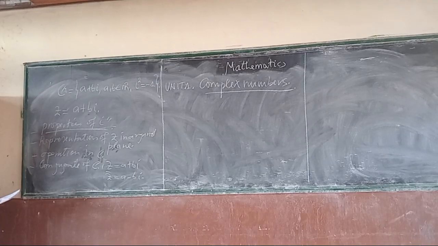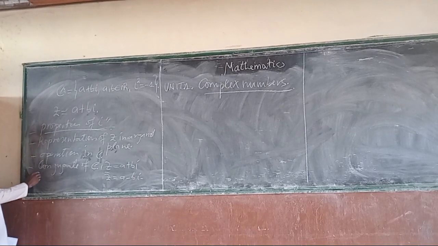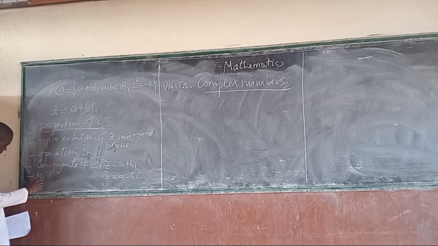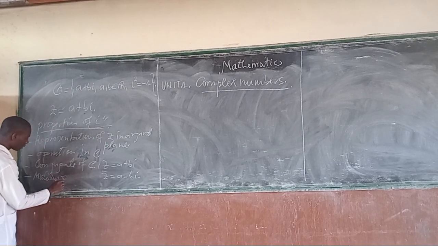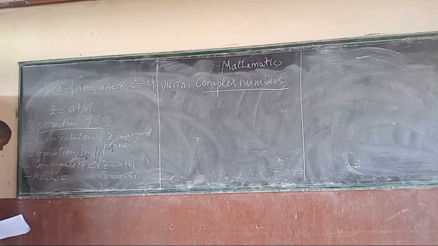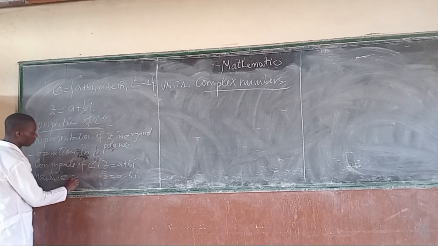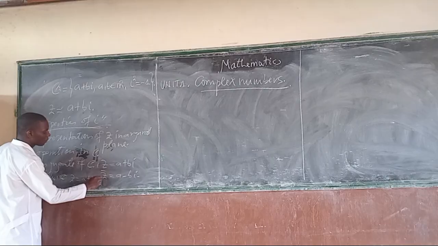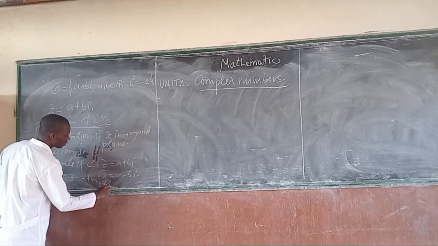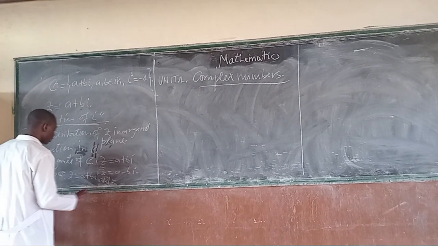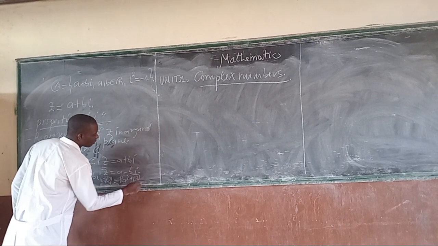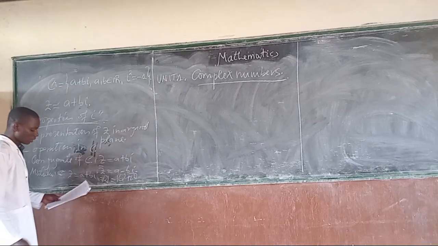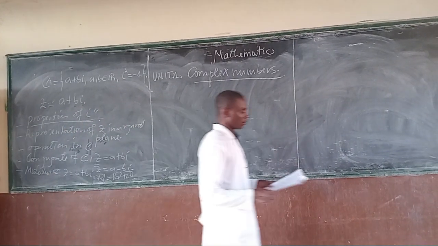And also you have to revise the modulus of complex number z. You have seen that where you have z equal to a plus bi, its modulus is equal to the square root of a squared plus b squared. That is what you have to revise.